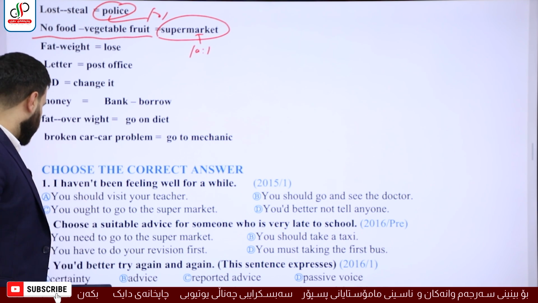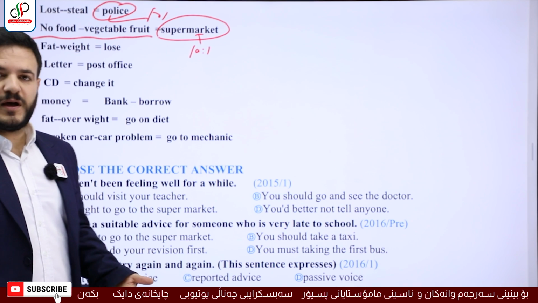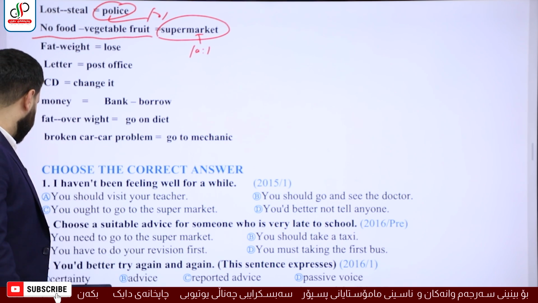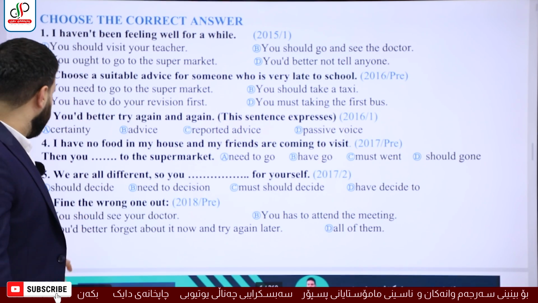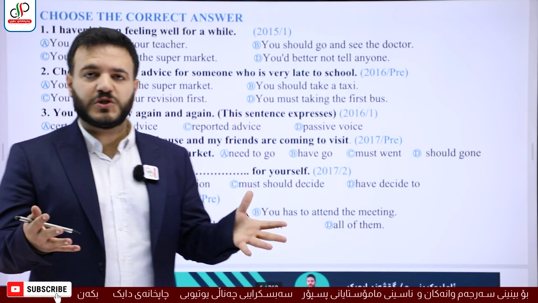For example, somebody has no money, you have to say, go to the bank to take out some money. This is all about the advice. Let's see some examples that we have in ministerial questions.